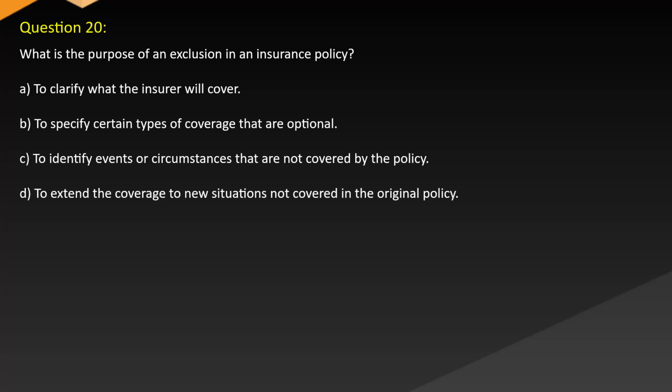Question 20. What is the purpose of an exclusion in an insurance policy? A. To clarify what the insurer will cover. B. To specify certain types of coverage that are optional. C. To identify events or circumstances that are not covered by the policy. D. To extend the coverage to new situations not covered in the original policy.